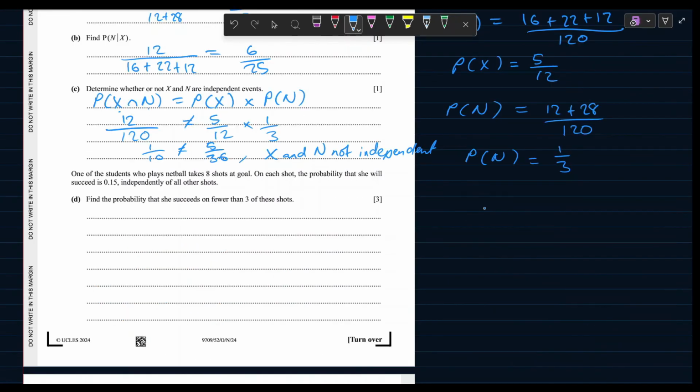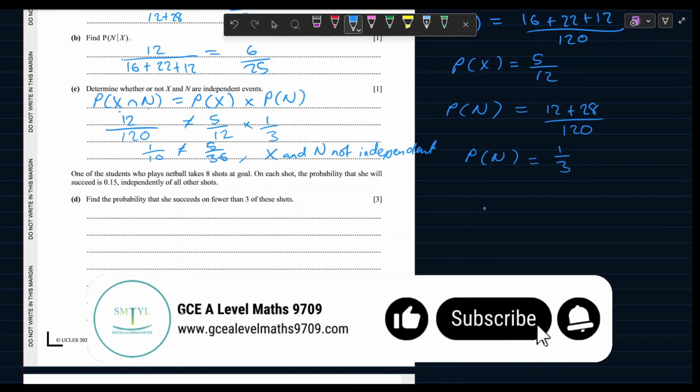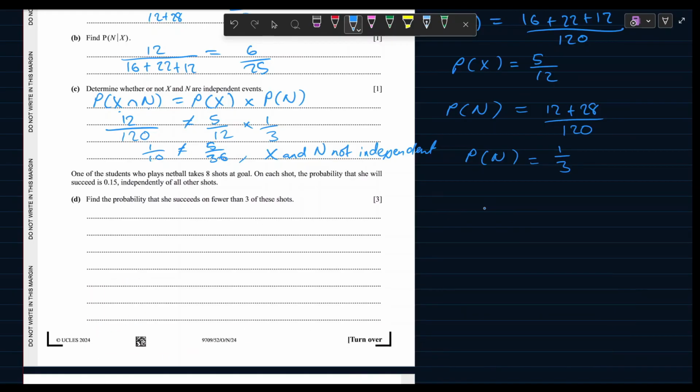One of the students who plays netball takes 8 shots on goal. On each shot, the probability that she will succeed is 0.15, independently of all other shots. Part D, find the probability that she succeeds on fewer than 3 of these shots. Alright, so let's define our random variable as y. This is the number of shots on which she succeeds.